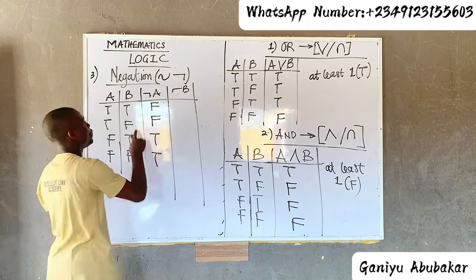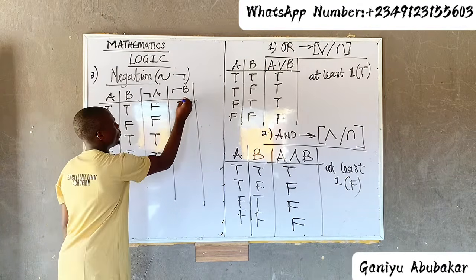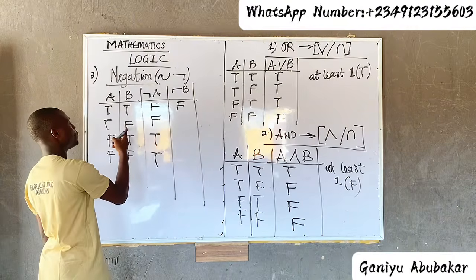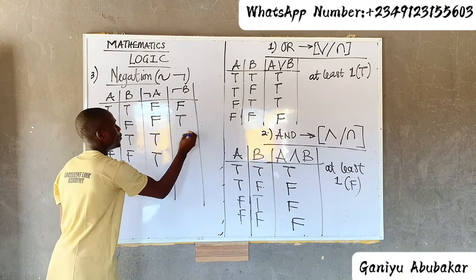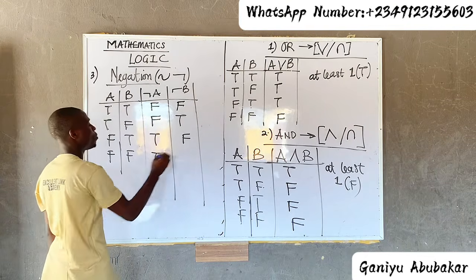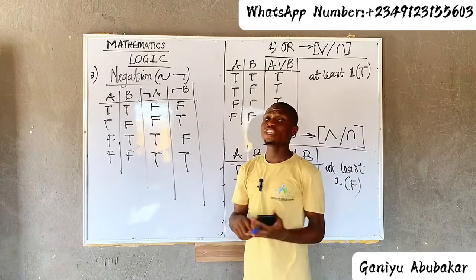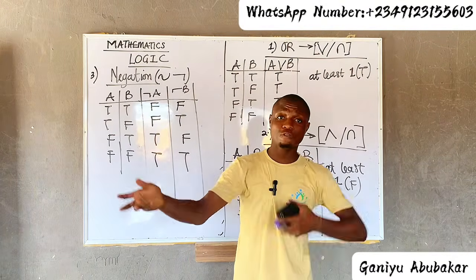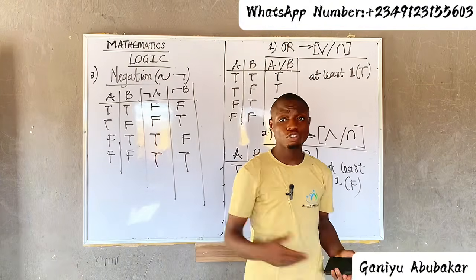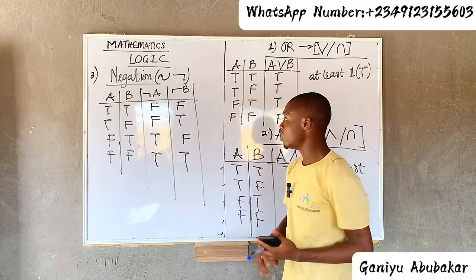Focus on B. For negation of B, let's start with the first. Here it is true, just change it to false. Here is false, it becomes true. Here is true, it becomes false. Here is false, it becomes true. This is how negation works. Your ability to change a true to false or a false to true is said to be the concept behind negation.